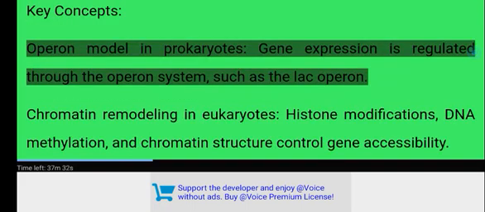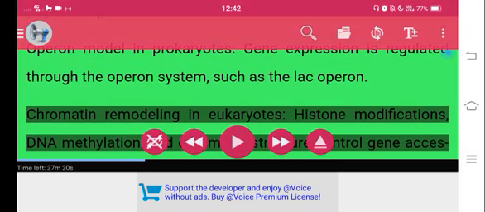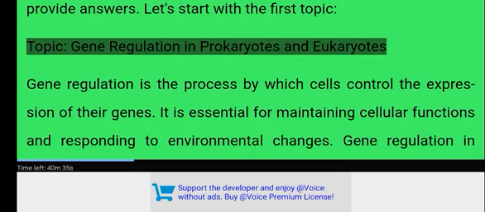Key concepts. Operon model in prokaryotes. Gene expression is regulated through the operon system, such as the lac operon. Chromatin remodeling in eukaryotes. Topic: Gene regulation in prokaryotes and eukaryotes.